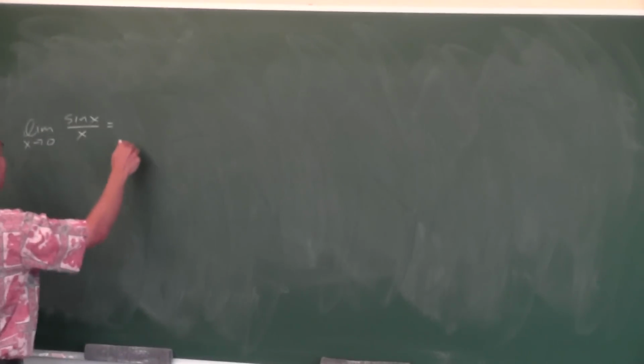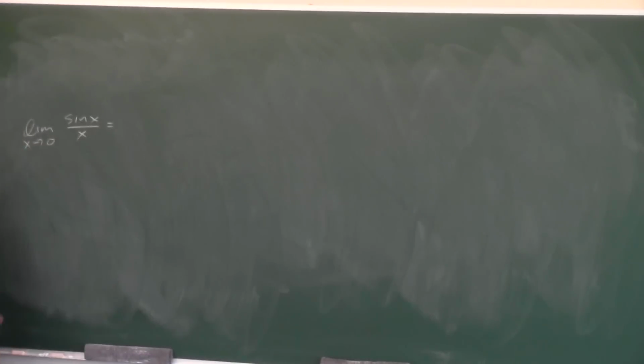What's the first thing that you do? You plug in the number. What happens when you plug in 0? 0 over 0, indeterminate, so I gotta do something. So Mr. Park said simplify. Cancel out the x's, the answer is sine. If you dare do that, you can't cancel out that.